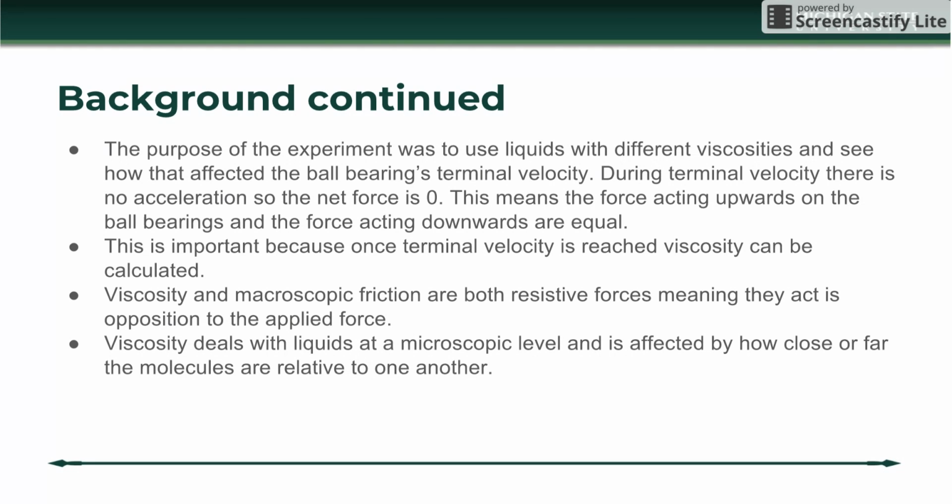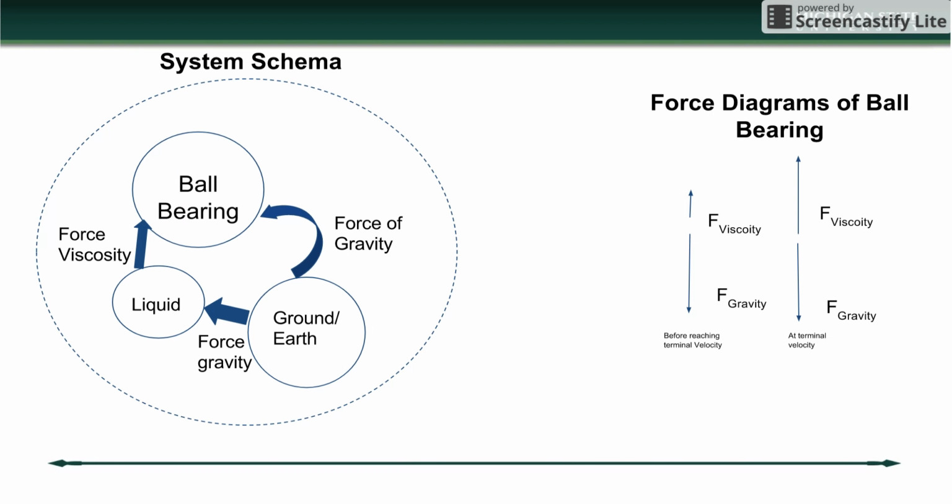Viscosity and macroscopic friction are both resistive forces, meaning they act in opposition to the applied force, or the force of gravity. Viscosity deals with liquids at the macroscopic level and is affected by how close or how far the molecules are relative to one another. Here's our system schema and force diagrams of the ball bearings. Notice that the force diagrams are before reaching terminal velocity and at terminal velocity.